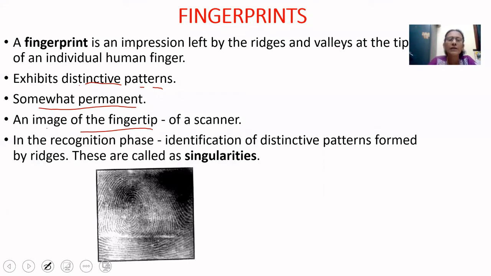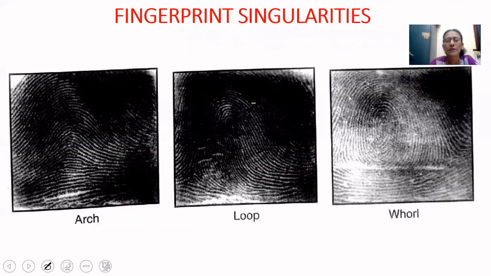In the recognition phase, the distinctive patterns are identified by the ridges that are there. These are what are called singularities. We have different types of singularities. The three main types are arches, loops, and whorls.